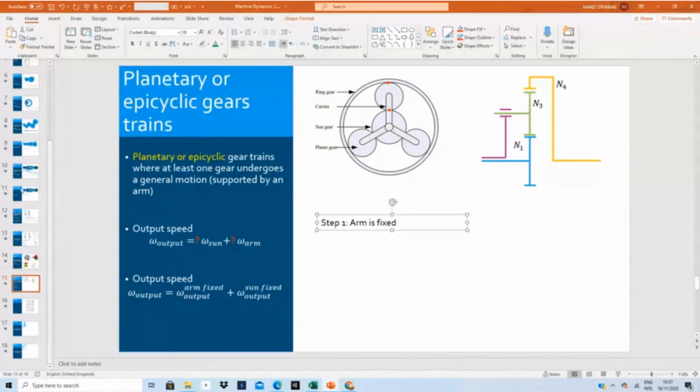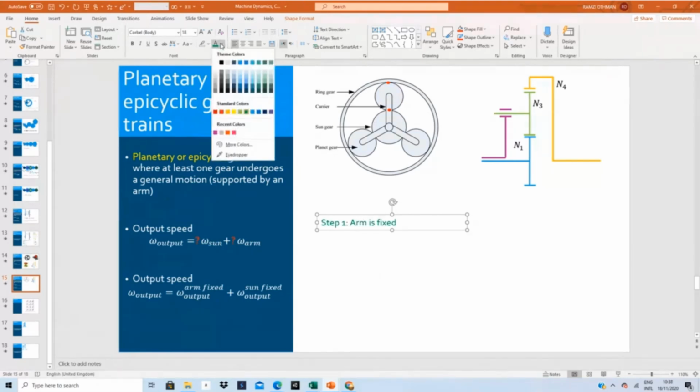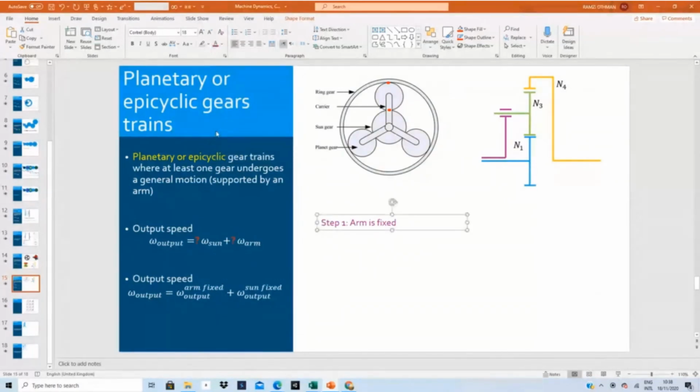Why? Because I will go back to the usual compound gear trains. In the compound gear train, all planets or gears have fixed axis of rotation. So in step one here, I can use what I have established before. I can consider only in this step one, it's not the total case, we are just working in steps. First, I will assume step one. Let's make it in a specific color. Let's have this case, the arm is fixed.